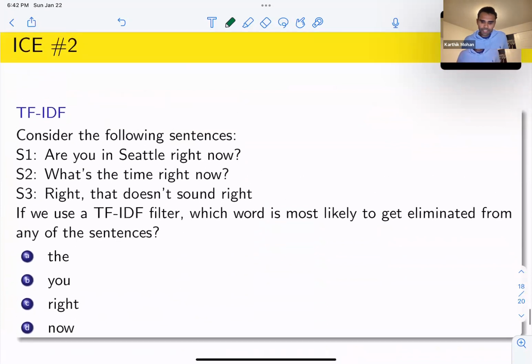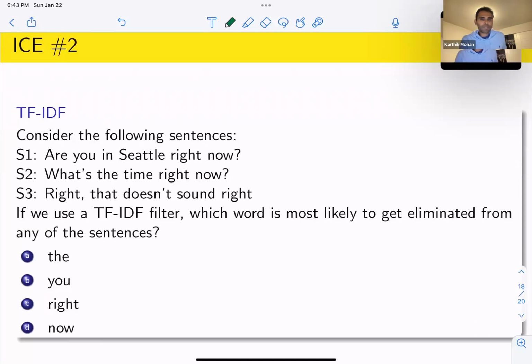So let's look at another in-class exercise. Let's say we have 3 sentences. The first sentence is, are you in Seattle right now? The second sentence is, what's the time right now? The third sentence is, right. That doesn't sound right. Okay. So if you use a Tf-Idf filter, which word is most likely to get eliminated from any of the sentences? So which word will likely get eliminated? The one that has a smaller term frequency, inverse document frequency.